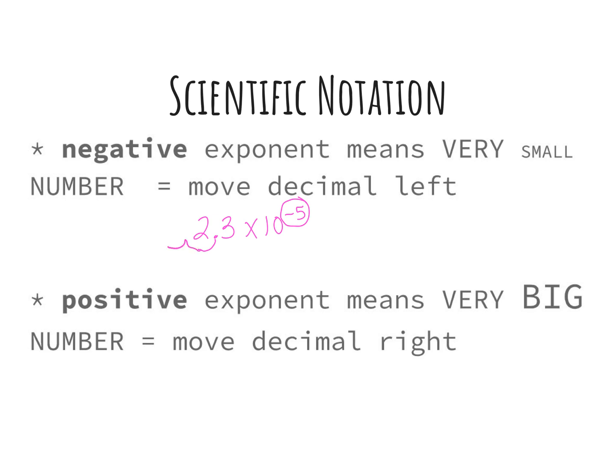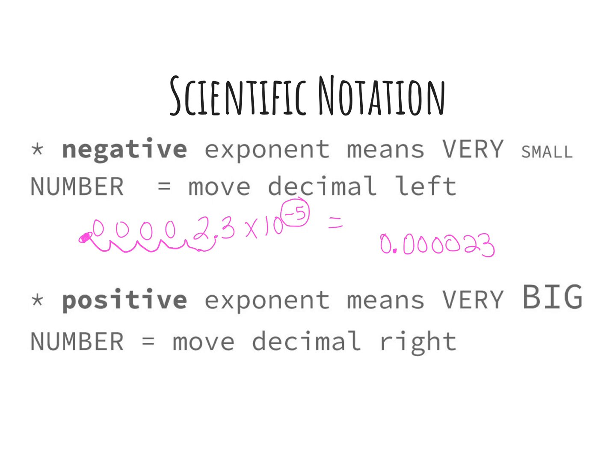So 1, 2, 3, 4, 5. This would be where my new decimal is, and then you have to lead it with a bunch of zeros. So put zeros in all those place values. So 2.3 times 10 to the negative 5 would be the number 0.000023.